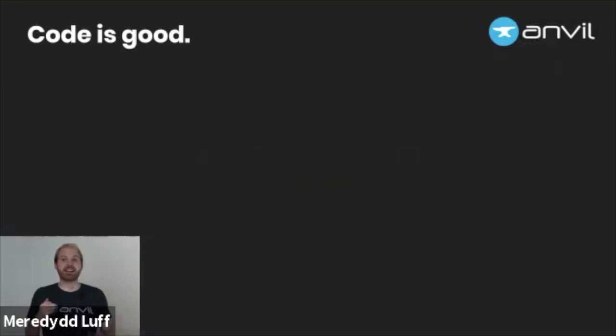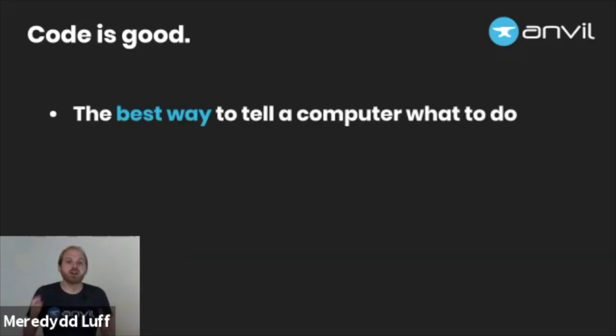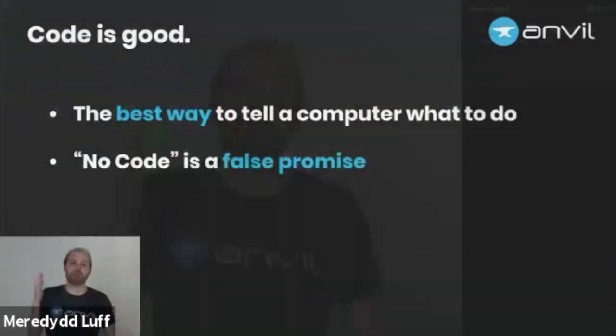The first is that code is good. We are telling a computer what to do. The best way to do that is to write text in a programming language. We've been doing this for about three quarters of a century by now. And in all of that time, a textual programming language is the best way we found to tell a computer what to do. Now, periodically, somebody will come along and say, oh no, coding is terribly hard. Here, have this system where you can build a flowchart and you don't have to write any code. You can build an application. And this is a false promise.